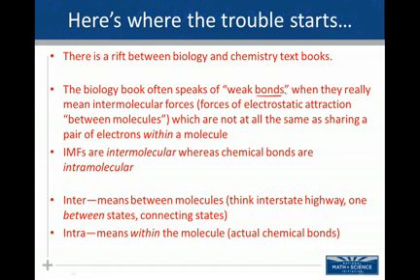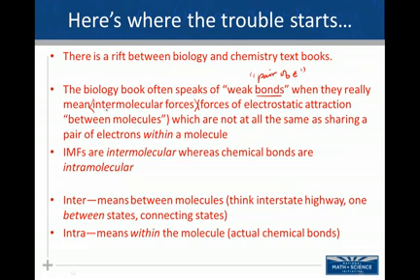The word bond has a very specific meaning in chemistry. A pair, well, it doesn't even have to be shared, just a pair of electrons. Usually they're shared because we're usually talking about covalent bonds. What they really mean are intermolecular forces.